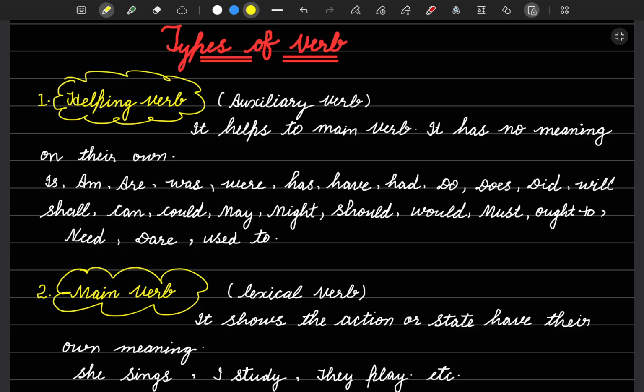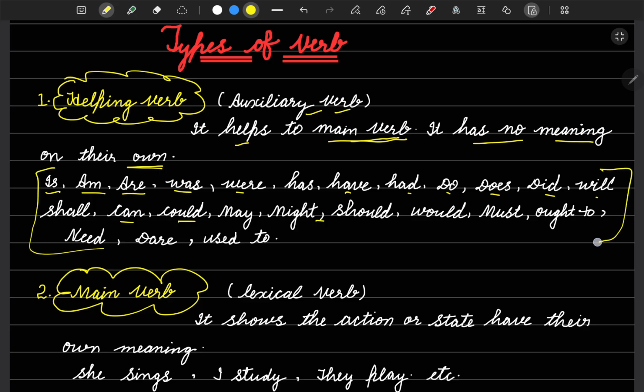Now let's start the types of verbs. Number one is helping verb. We can say it auxiliary verb. What is it? It helps the main verb. It has no meaning on its own. What is a helping verb? Helping verb helps the main verb. For example, is, am, are, was, were, has, have, had, do, does, did, will, shall, can, could, may, might, should. These are the helping verbs.